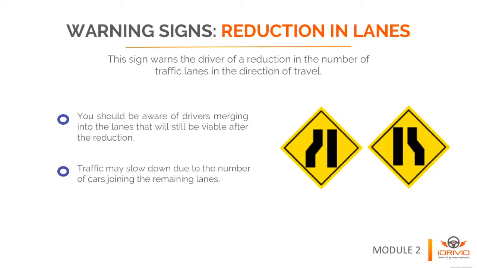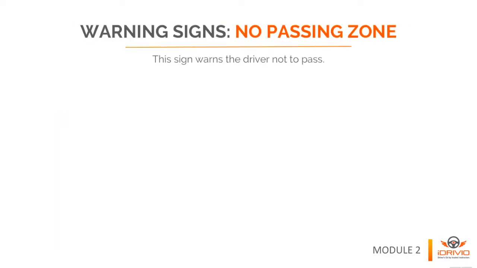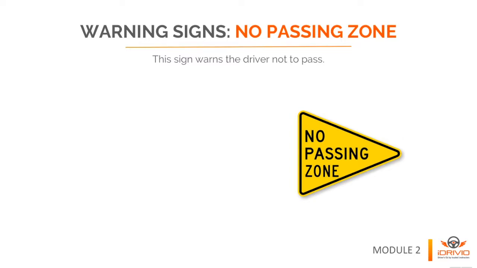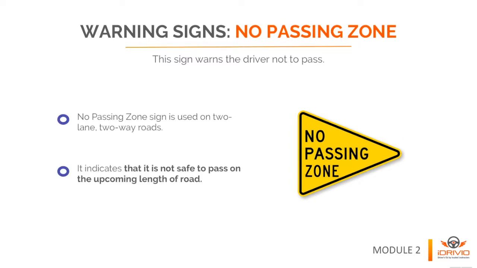The no passing zone sign is used on two-lane, two-way roads. It indicates that it is not safe to pass on the upcoming length of road. Sometimes, when it is safe to pass again, you will see an end no passing zone sign.